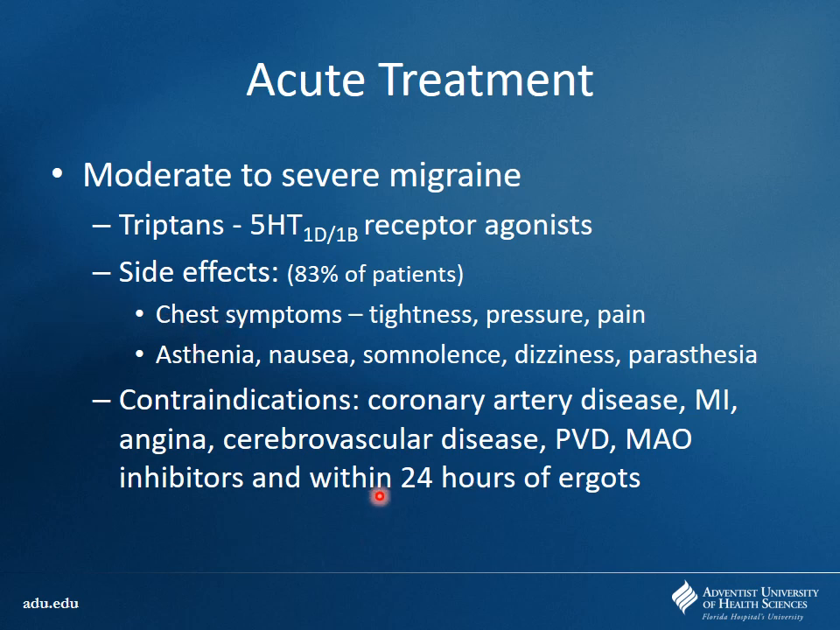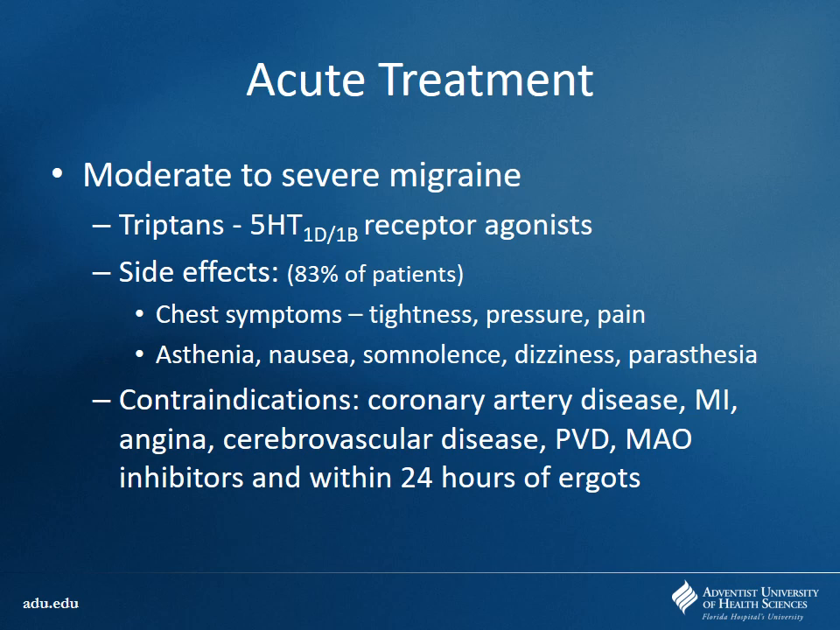And then the other big thing to watch out for is you do not want to use these within 24 hours of the ergots. Why do you think that is? Yeah, they can work synergistically, cause way too much vasoconstriction. So history is really important, especially when they're coming into the ER. You need to ask, hey, have you tried anything for your migraine already? If they say, oh yeah, I already took my sumatriptan at home, it didn't work, I'm not going to give them an ergot in the ER, right? Because I'm worried about that interaction there.